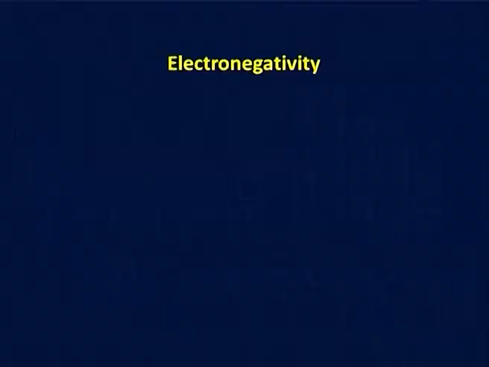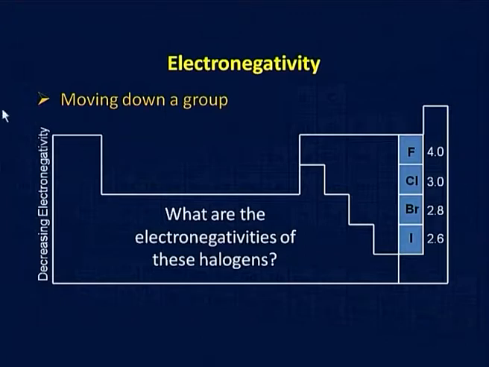So, this is the periodicity in the value of electronegativity, and this value of electronegativity we can also see in the form of the periodic table. So, in this periodic table, when we move down the group, here we have shown only the halogens, or the 17th group elements: fluorine, chlorine, bromine, iodine, and here we see what the electronegativities of these halogens are. The electronegativity values of fluorine is 4.0, chlorine is 3.0, bromine is 2.8, whereas iodine is 2.6.